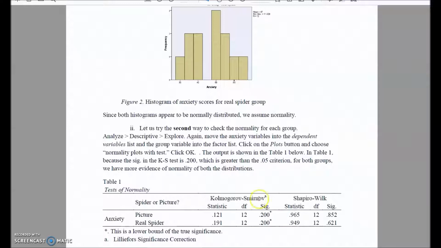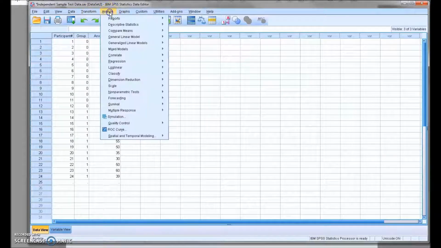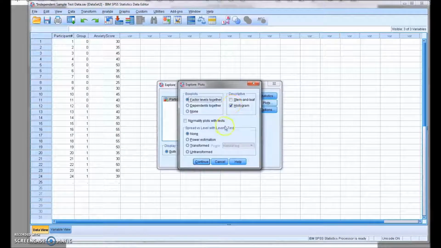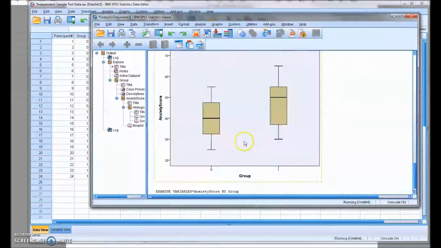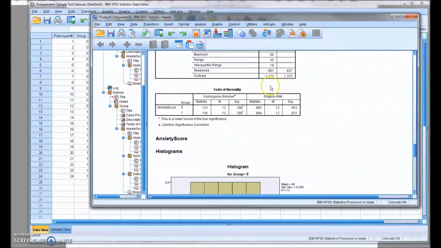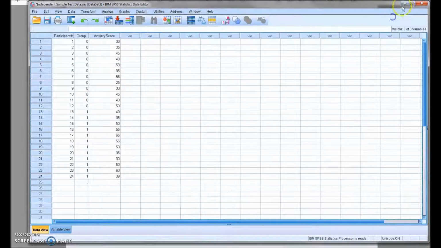So how are we going to run the test? We are going to do the same thing. I'm going to open up my data set, go to Analyze, Descriptive Statistics, Explore, and in this case, when I do the plots, I'm going to say I want the normality plots with tests. And so I'm going to do that. And if you look at it, this is the score over here.